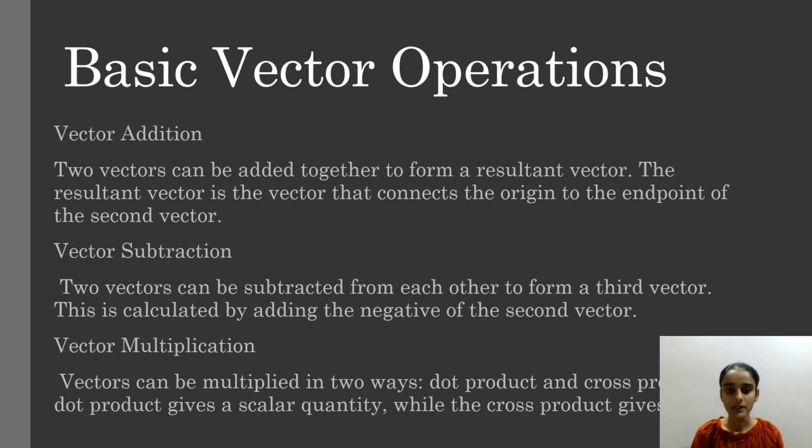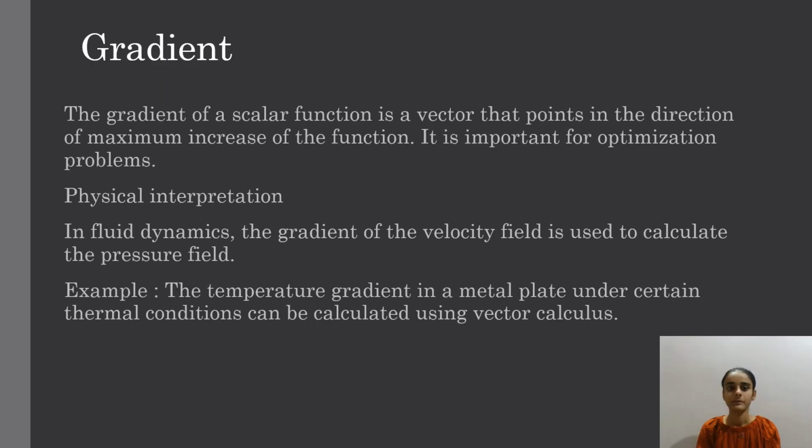Vector multiplication. Vectors can be multiplied in two ways, dot product and cross product. Dot product gives a scalar quantity and cross product gives a vector quantity.